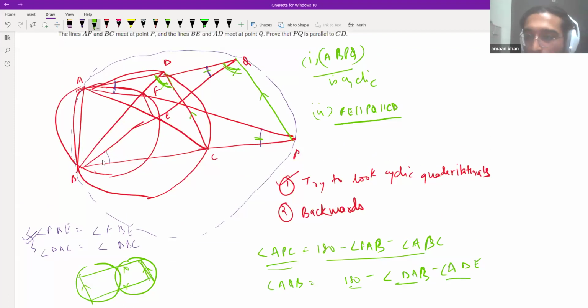Do you see how I'm applying Reim's theorem here? Can you tell which circles I'm applying it to? First I'm applying it to ABFE and ABPQ. These are intersecting at common points A and B, and these are two chords. So FE is parallel to PQ, and then I'm applying it on ABCD and ABFE. So FE is parallel to CD as well.